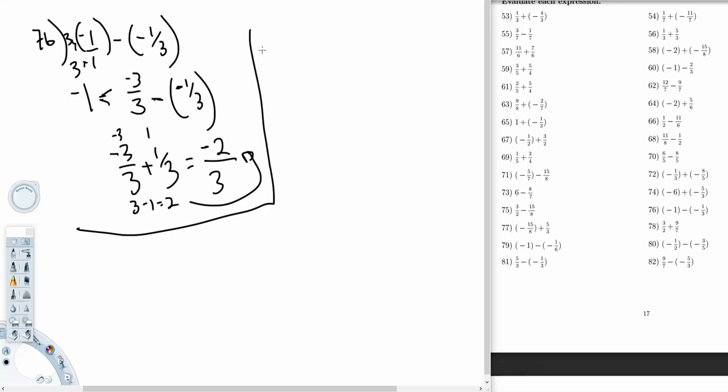Hope I'm giving you guys the right answers. Does that look right? Minus 1. Yeah, that looks right. 77.